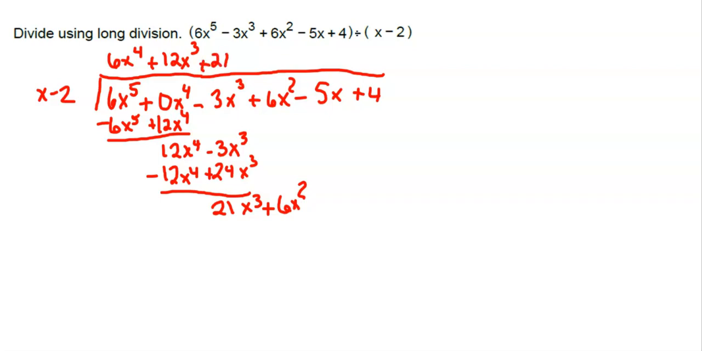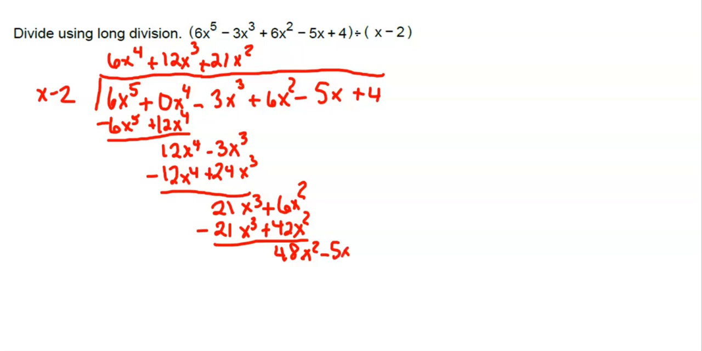And now x times what is 21x to the 3rd? That's 21x squared. 21x squared times x is 21x to the 3rd. 21x squared times negative 2 is negative 42x squared. Draw a line, change the signs, and add. 6 plus 42, that's 48x squared. Bring down the next term, that's negative 5x.